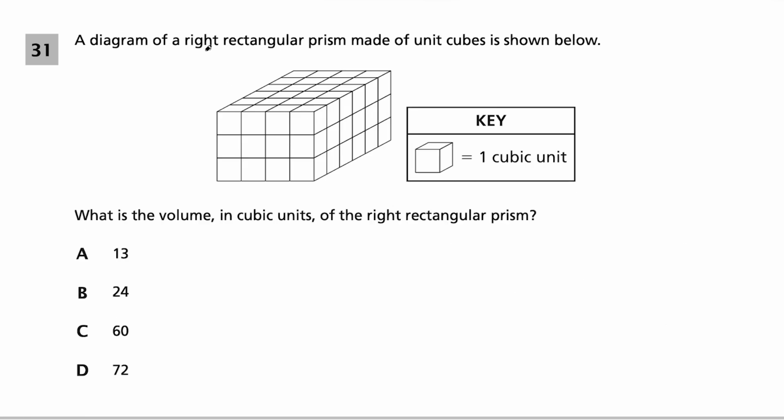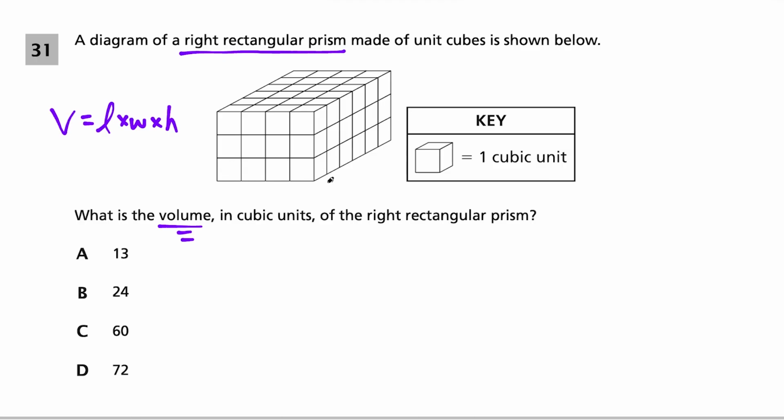Question 31, we have a diagram of a right rectangular prism made of unicubes shown below. And we want to know what is the volume in cubic units of the right rectangular prism. So for this question, we're using this formula again. Volume equals length times width times height. And now we just have to count the units going in each direction here.